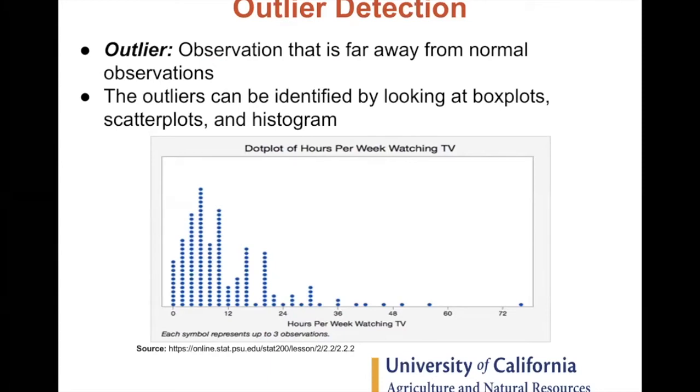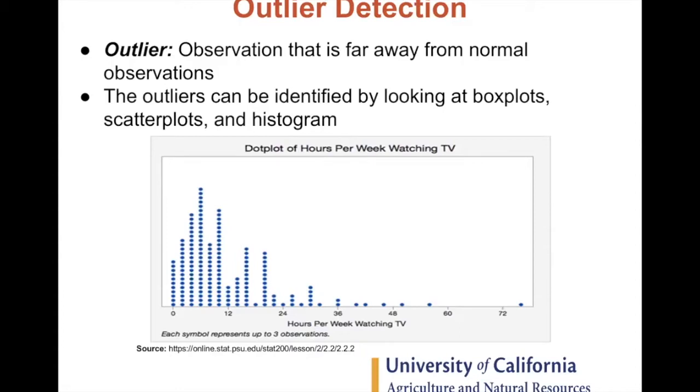Bikram covered the frequency distribution to see the distribution of the data. So it is possible that in the frequency distribution, we may find one or two data points, or many data points, that are considered not normal. That means they are far away from the scope of the normal observations for that variable. And that's what an outlier is.